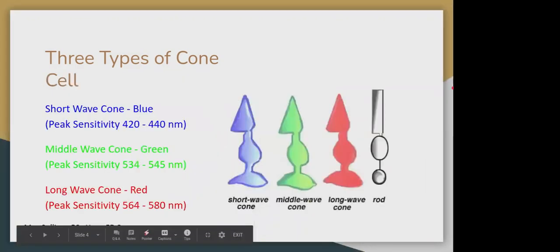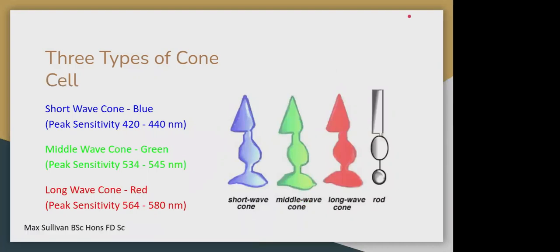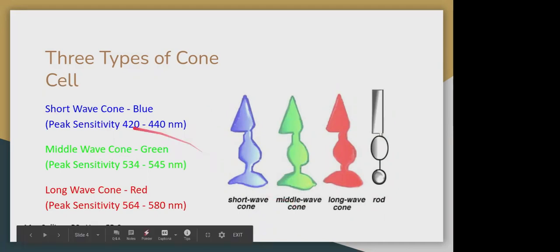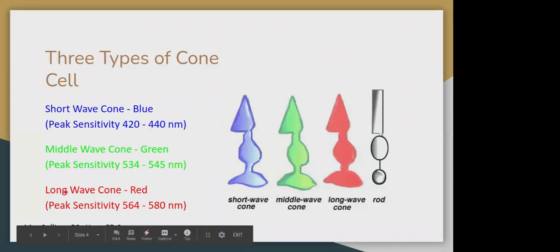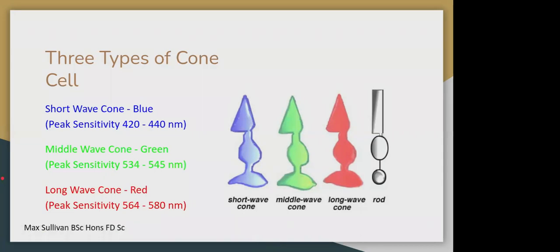Now, the cone cells can be broken down into three main types. We've got the short wave cones, or blue cones, and their peak sensitivity can be seen here, 420 to 440. We then have the middle wave cones, which are also known as the green cones, and their peak sensitivity here is 534 to 545. And finally, we've got the long wave cones, which are the red cones, and their peak sensitivity is 564 to 580.